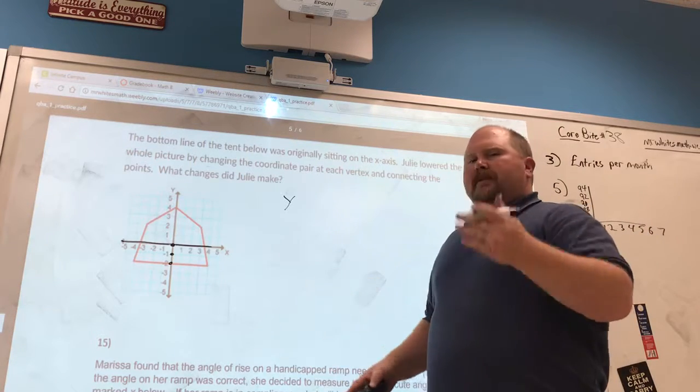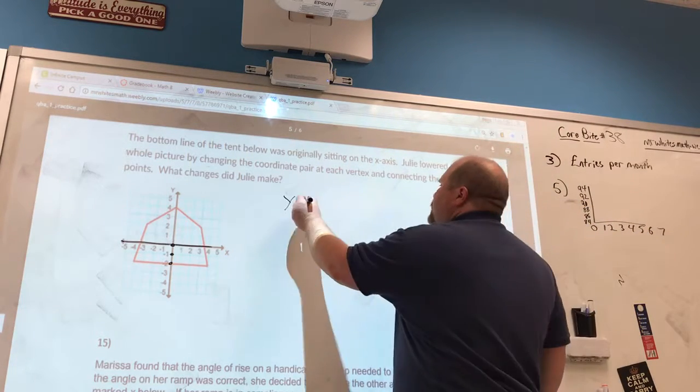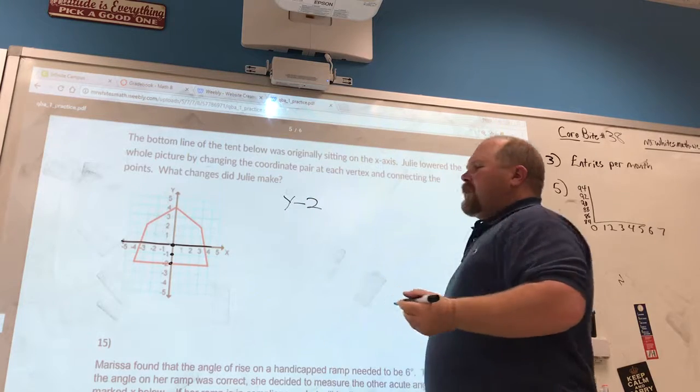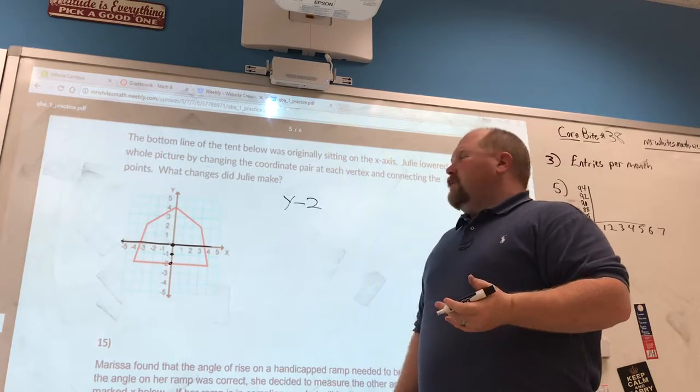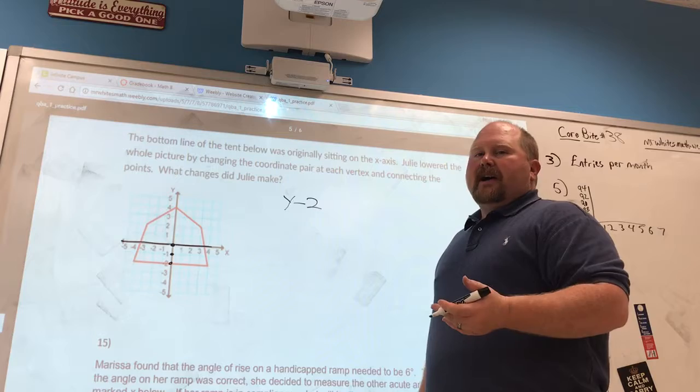So the y controls the up and down movement. We want to go down 2 places. So y minus 2. Or if it was in words and sentence form, it would say subtract 2 from the y value of each point.